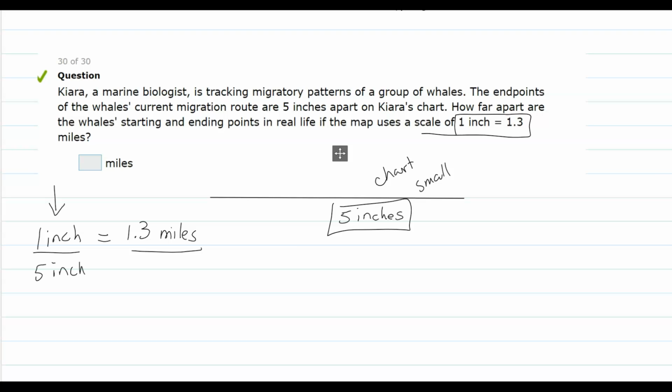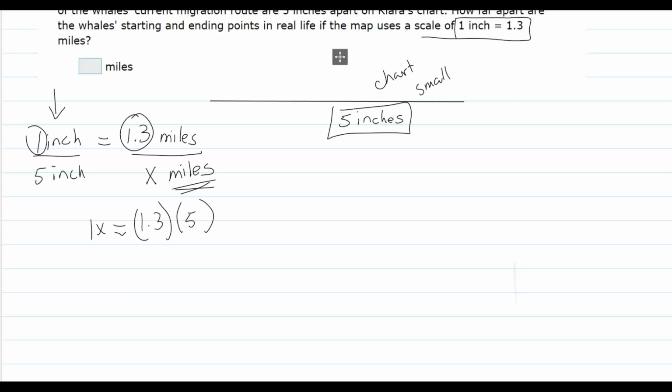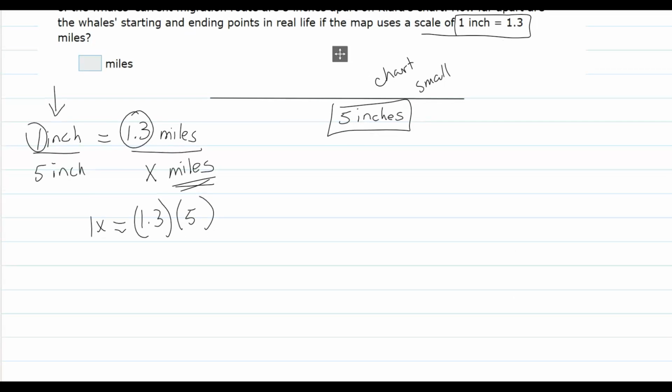If I keep the units on top, the same units on top of each other, inch over inch, miles over miles, it just makes it a little less confusing. This is the one we're trying to find. I'm just going to use the numbers. 1 times x equals 1.3 times 5. Now remember, we're actually looking for miles. That's just to remind me, my final answer should be in miles. Oh, and we have x equals 1.3 times 5 is 6.5 miles. Okay, that's an 80. So let's see what happens at 100.